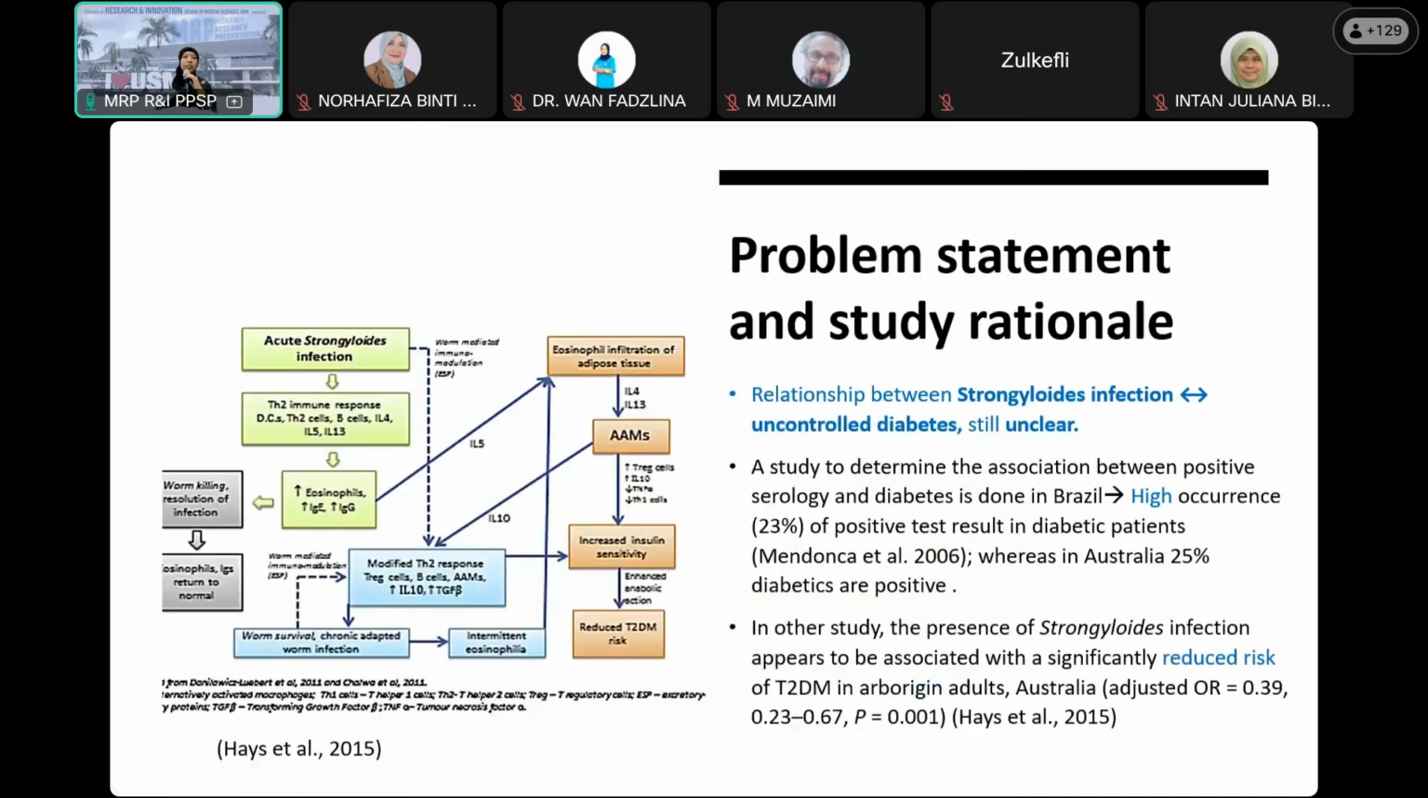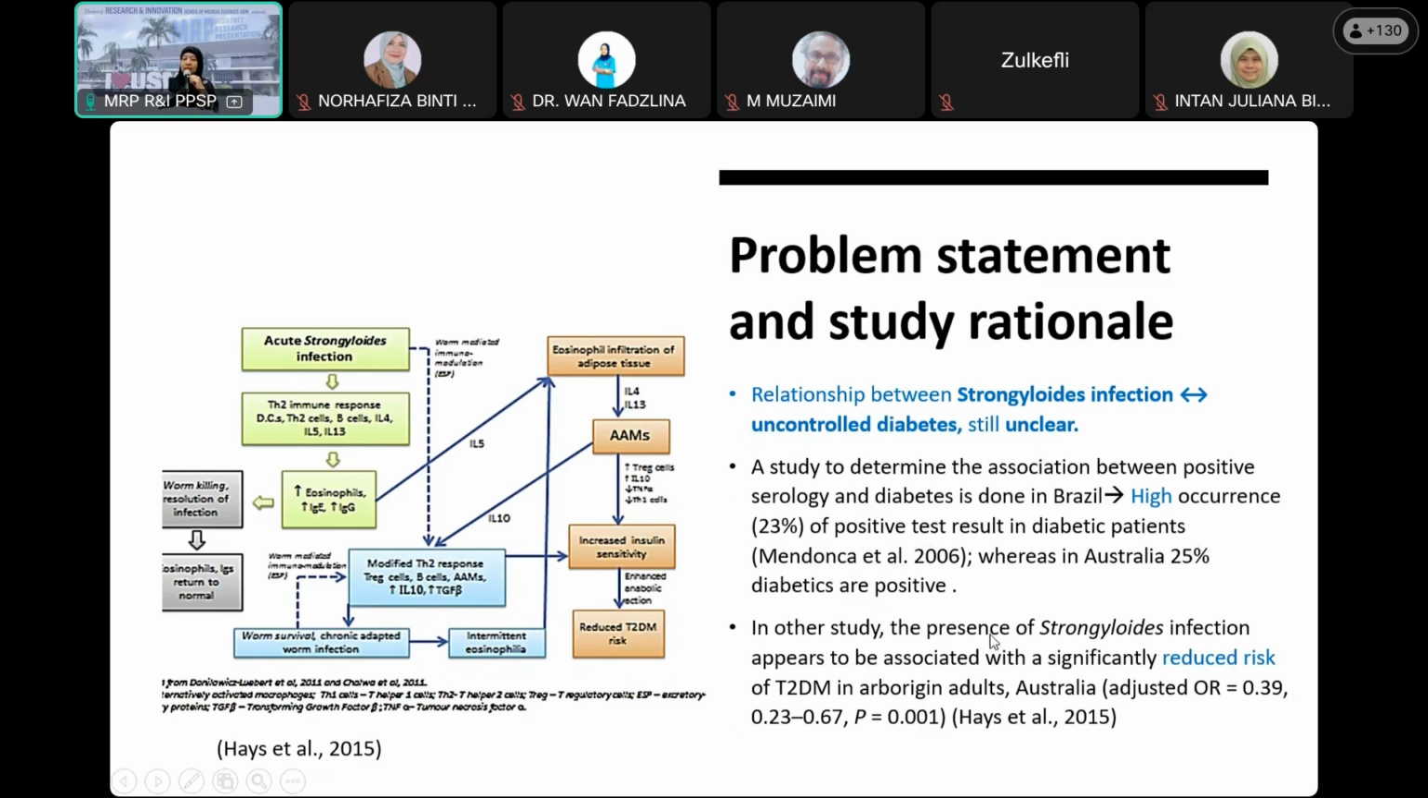So what is the problem statement for this research? Actually, the relationship between Strongyloides infection and diabetes is still unclear. In some studies, the association between positive serology and diabetes has been examined in some countries, for example Brazil. They found that the positive test result is high in diabetic patients. In Brazil, they have 23%, and in Australia, 25%.